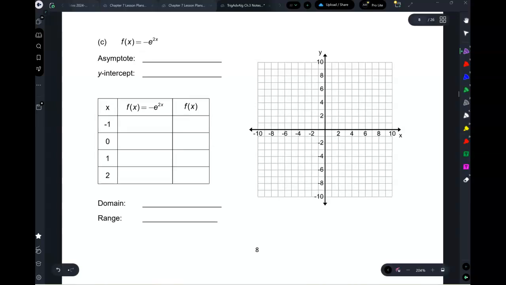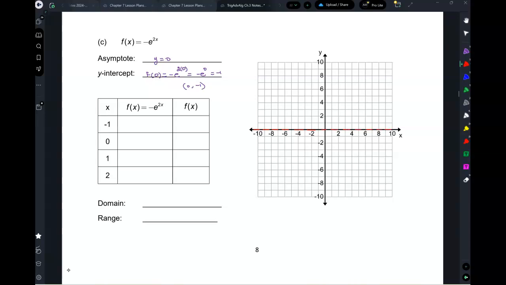All right, so take a look at this one. The asymptote, y equals 0. Now look, there's a negative here, right? So this is going to be a reflection. The y-intercept, f of 0, is negative e to the 2 times 0, negative e to the 0, negative 1. Okay, so where's the asymptote here? 0. Let's put the asymptote first.